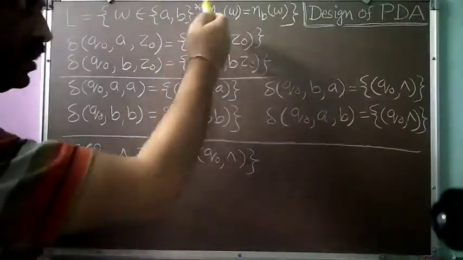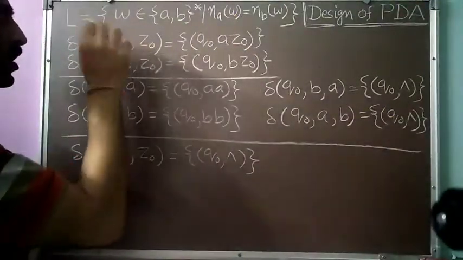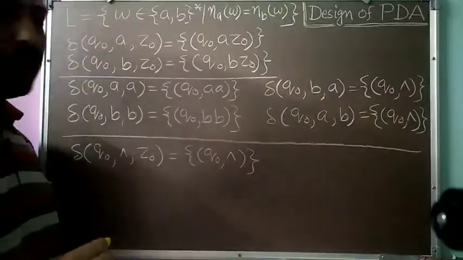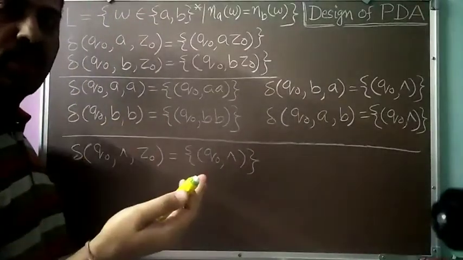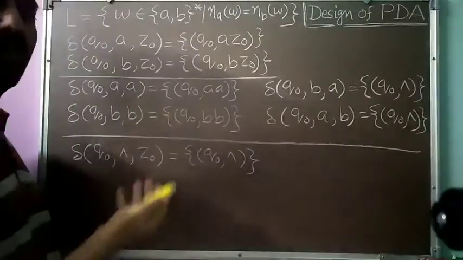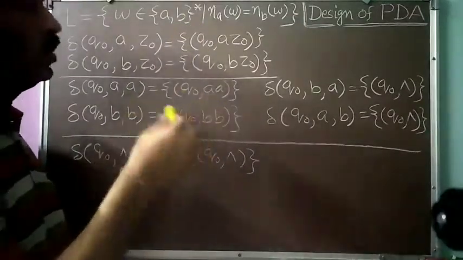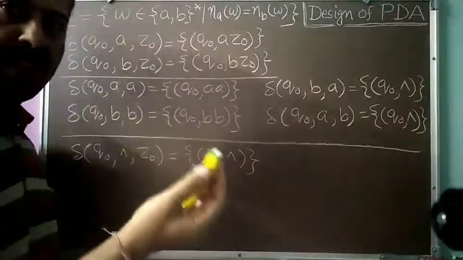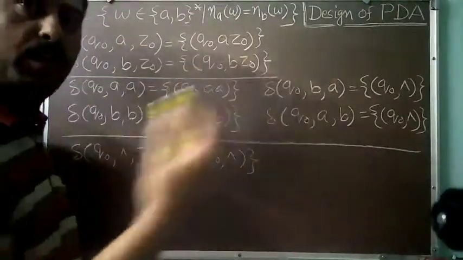Whenever Z0 is on the top of the push down store, we have to push. Because this condition, when we are in the state Q0 and the topmost symbol is Z0, reflects the situation when the number of A's and the number of B's are equal. Initially, both are 0. So whatever symbol, whether A or B, we get, we will push it.